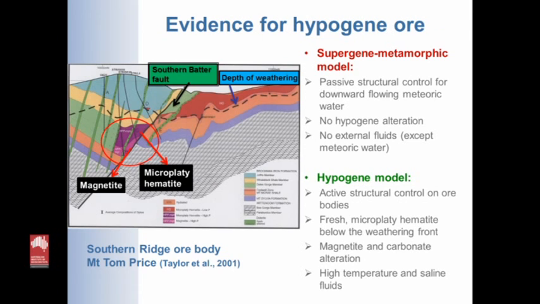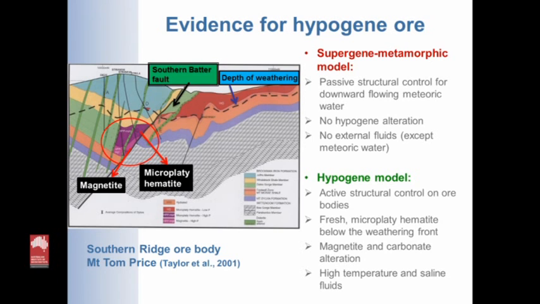One of the driving forces for this type of model is a cross-section for Mount Tom Price, but it can be related to Paraburdoo and Mount Whaleback. At Tom Price, it's quite nice in that we can see magnetite ores and microplaty hematite ores, all located below the weathering front. And on top is the superficial goethite-hematite mineralization. So the supergene metamorphic model would show that any alteration within the footwall is accidental or post-dating the formation of these magnetite-hematite ore bodies.